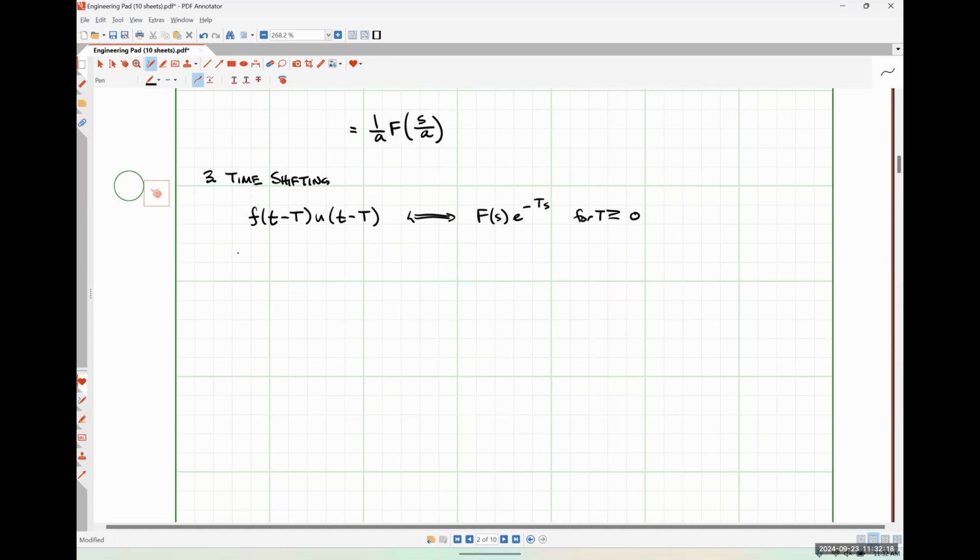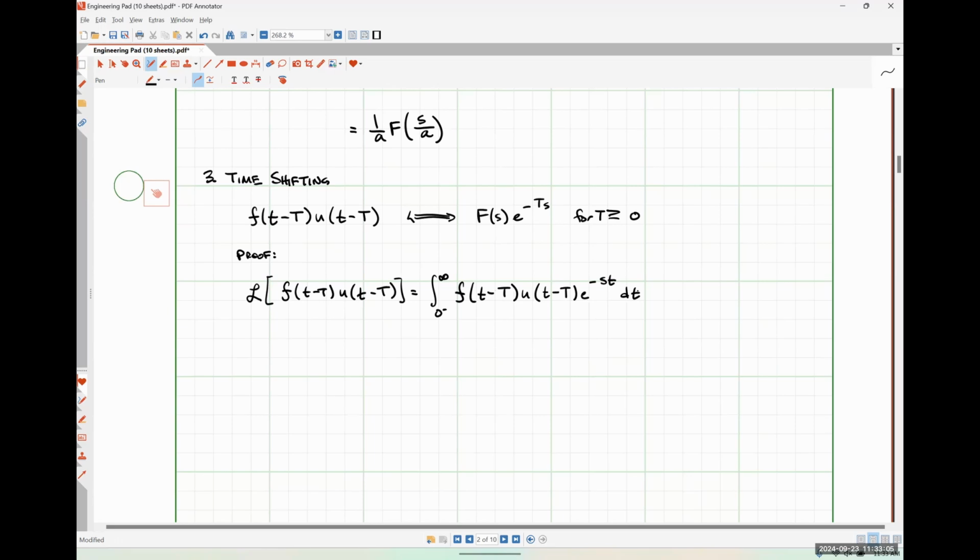So the Laplace transform of our generic function that is time shifted will be equal to the integral from 0 minus to infinity of f of t minus capital T, u of t minus capital T, e to the negative s lowercase t dt.